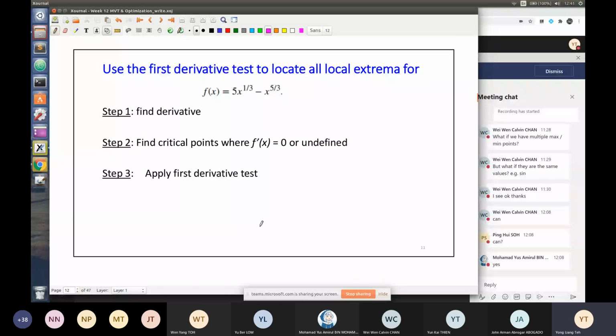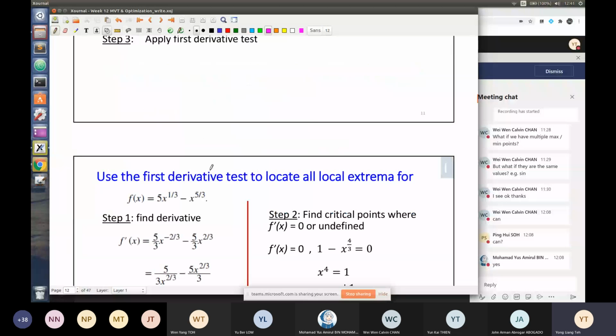So let's use this example. We have to use the first derivative test to locate all the local extrema for this root expression here. The first step is to find the derivative, set it equal to 0 or does not exist, to find all the critical points. Then to classify each critical point, we apply the derivative check in the vicinity of each critical point. That's what we'll do.